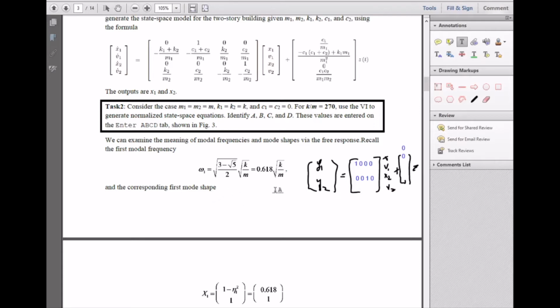First natural frequency is 0.618 times square root of k over m. Now we're given this k over m. You know what that is. That's equal to 0.618 times square root of 270. So I've got my calculator, times 0.618. That's equal to 10.15. So your omega 1 is equal to 10.15 radians per second. While I'm at it, I'm going to divide by 2 pi to get 1.62 hertz. So they're the same thing, or f1 equals this. It's actually a very precious number. I want to remember this number.